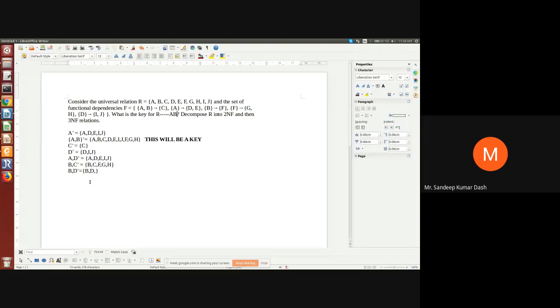Now find out the dependencies, which is full functional, which is not full functional. Now let me write in terms of F1. F1 is what? A, B determining C.